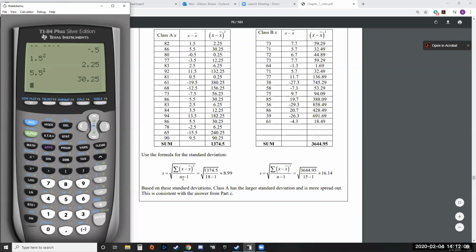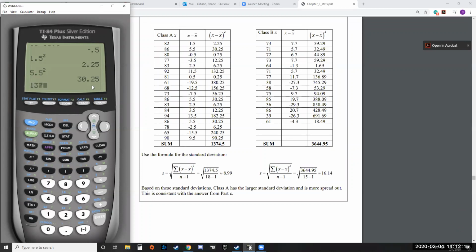We divide it by n minus 1. N is representing the total number of data values. So in this case, there are 18 values in your set. And so 18 minus 1 is 17. So on the calculator, I'll just show you, you do 1374.5 divided by 17, right? That would be n minus 1. This value right here is what's inside the square root. And this is what we call the variance. The variance is basically right before you take the square root to find your standard deviation, you get the variance.